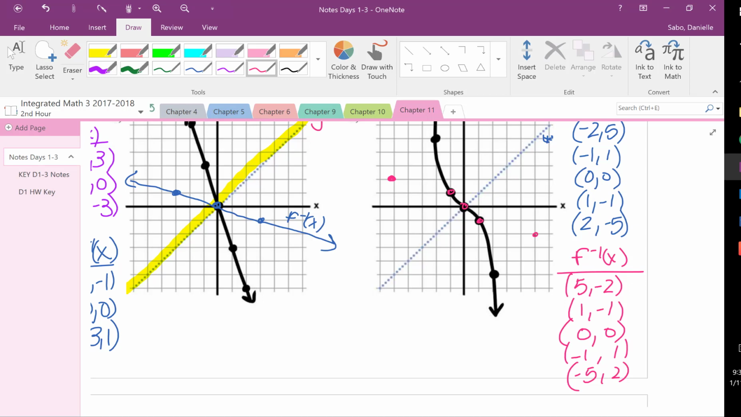Yeah, I think so. I'd have to look at that. I can look at that too during plan.